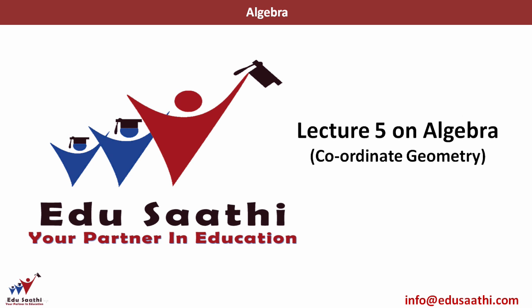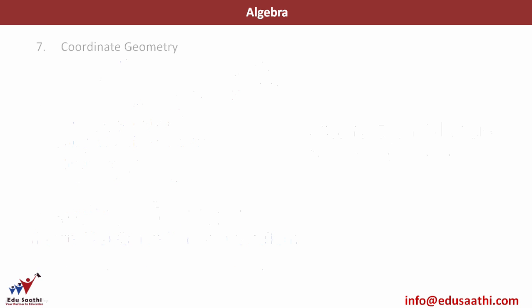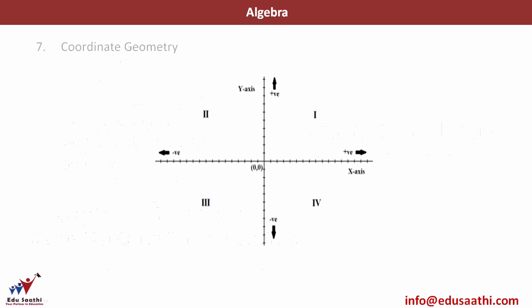Continuing our topic of algebra, we'll move towards the concept of coordinate geometry. Coordinate geometry means you are plotting the points on x and y coordinates. Now if you look at what you have on your screen, this is known as coordinate axis with the origin at 0, 0, positive direction of x-axis, negative direction of x-axis, and vertically we have y-axis. So this is positive direction of y-axis and this will be the negative direction of y-axis.